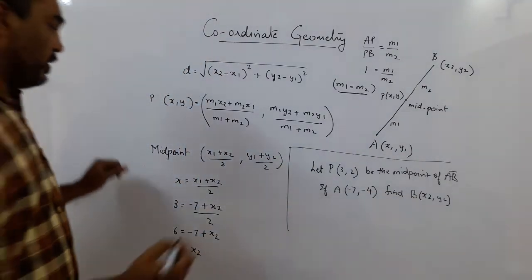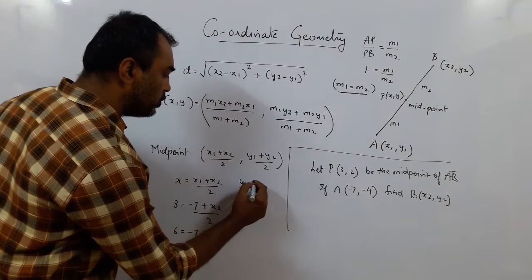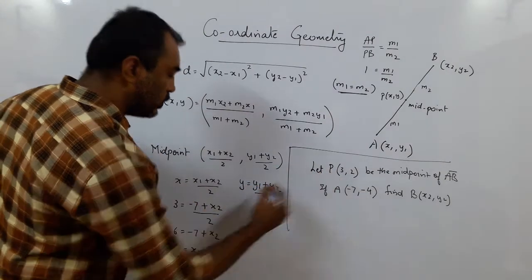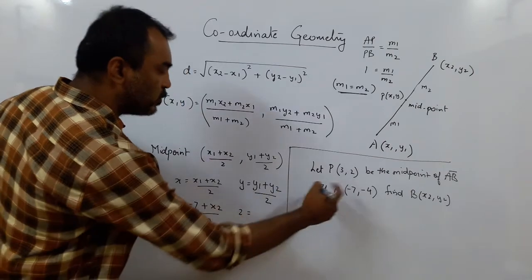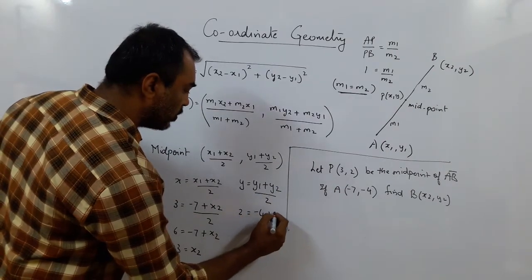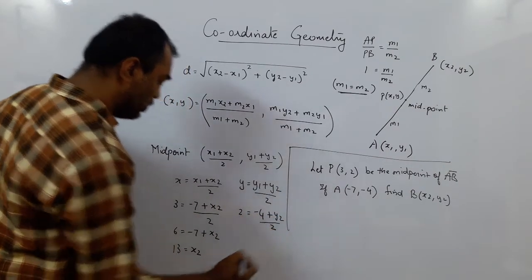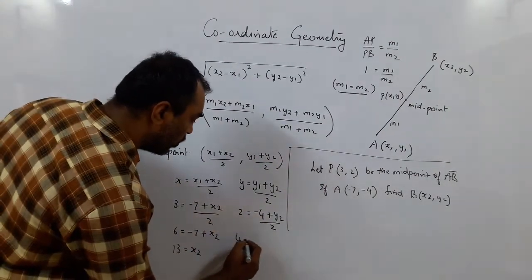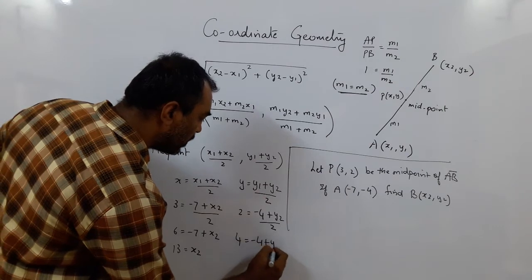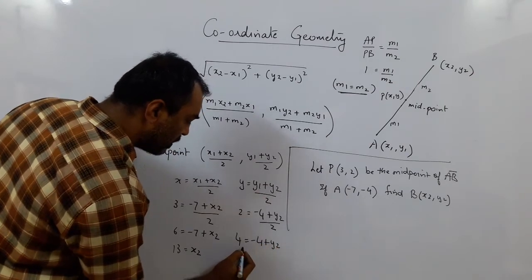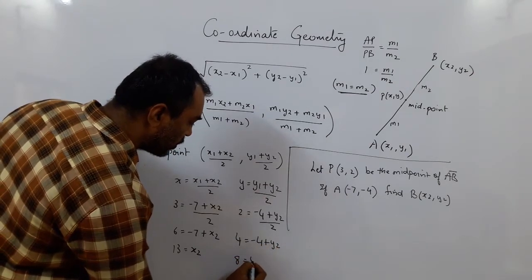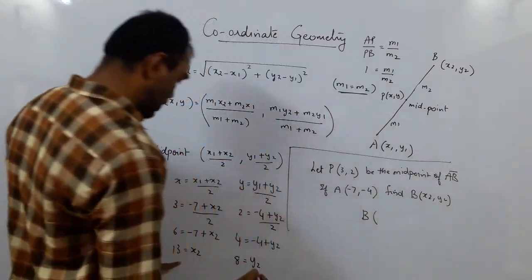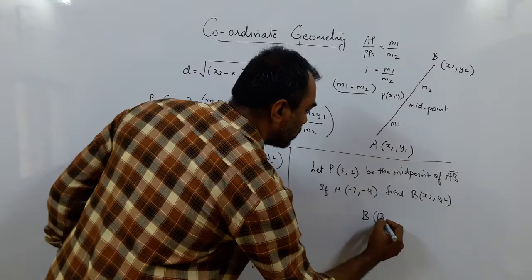Now we'll find the y coordinate. y is equal to (y1 plus y2) upon 2. What is y2? What is y1? Minus 4 plus y2 upon 2. Same thing, 2 goes into multiplication. So 2 2s are 4. 4 equal to minus 4 plus y2. Minus 4 this side becomes plus 4. So 4 plus 4, 8 equal to y2. So the point B has coordinates 13, 8.